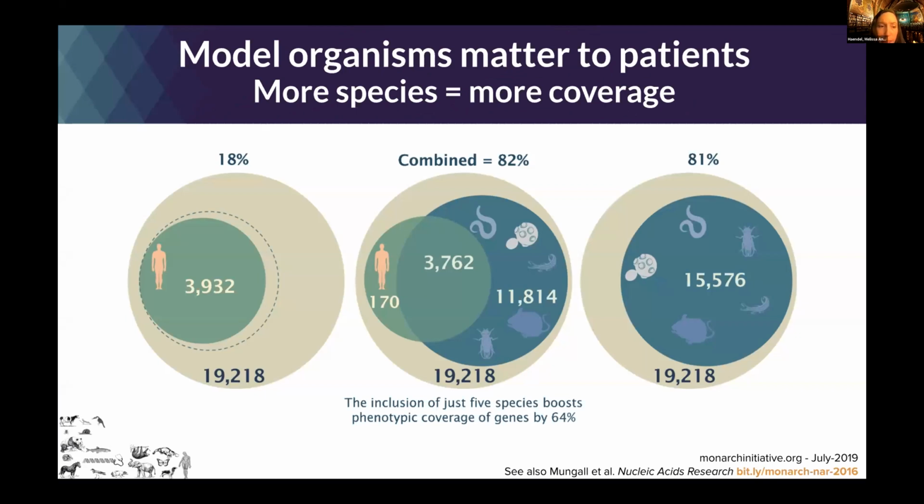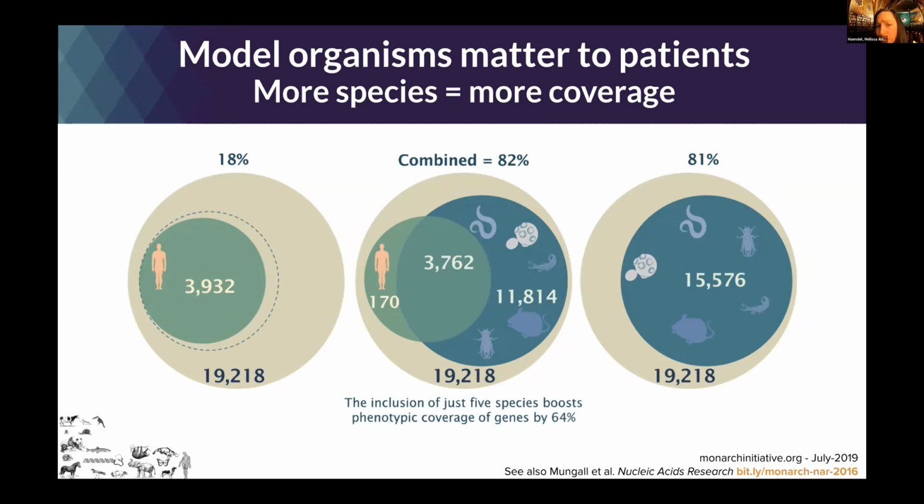This data is a little bit out of date, but essentially over there on the left, at the time we did this analysis, there were 19,218 human coding genes, and roughly 3,932 of them, or 18%, had phenotypic characteristics that were causal mutations related to those. If you take the orthologs of those 19,000 genes and look at the 5 most commonly used model organisms, worm, fruit fly, zebrafish, mouse, and yeast, and look at the phenotypic consequences of mutations in those genes and combine those with what we understand from humans, we end up with an 82% coverage of the human coding genome.